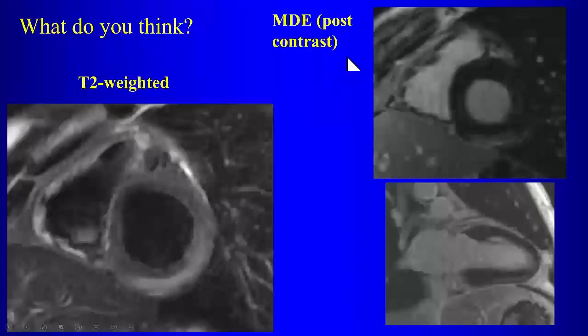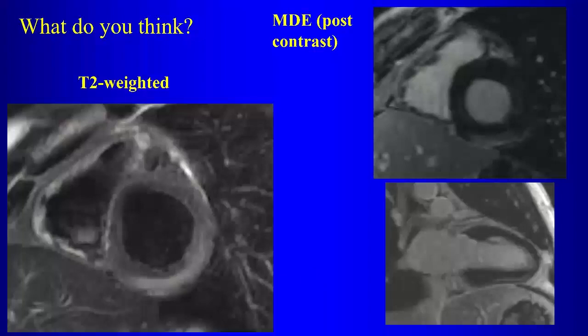And also, we have T2 weighted images here. So here's our T2 weighted image. Here's our myocardial delayed enhancement images. So the views that we have there for myocardial delayed enhancement, what are these views? Short axis and two-chamber, right. So what do you have to tell us?